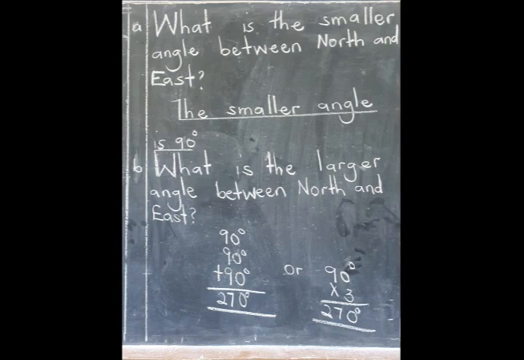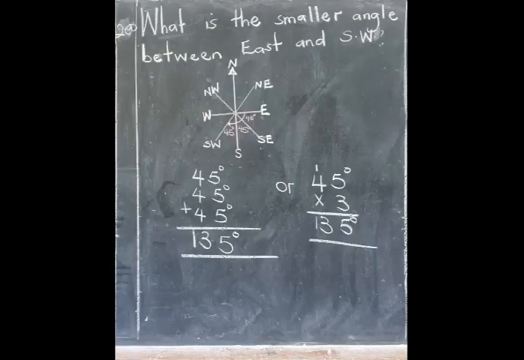But for people who know how to multiply very well, we count the number of spaces that we have. So when we observe critically, the bigger angle contains three spaces. But remember, each space is made up of 90 degrees. Therefore, we can multiply 90 degrees times 3, which gives us 270 degrees. Children, the bigger angle is 270 degrees. After that, we are going to go to example number 2.